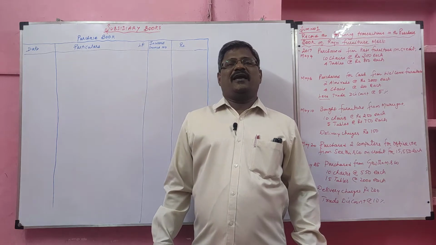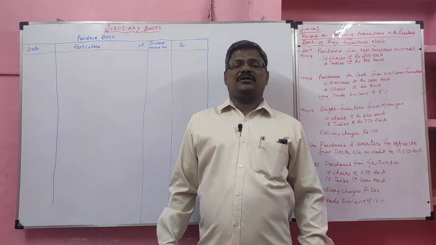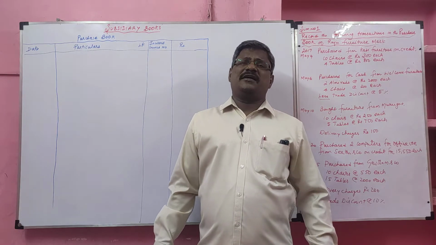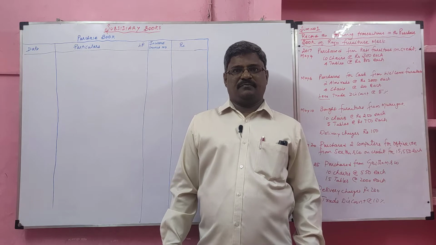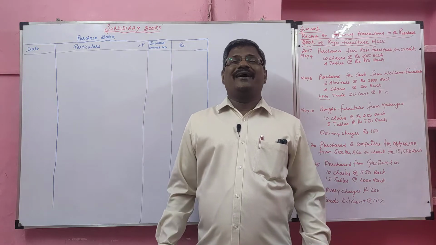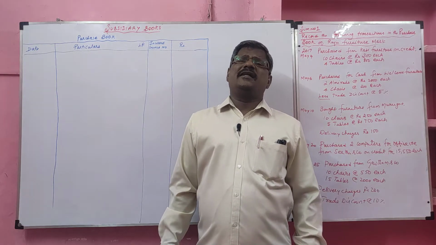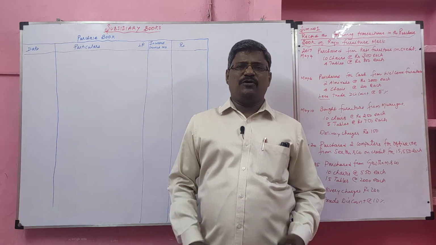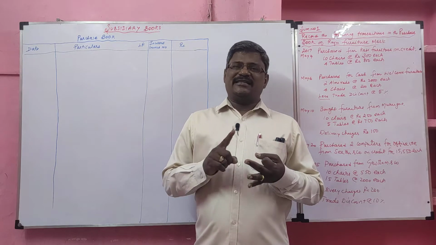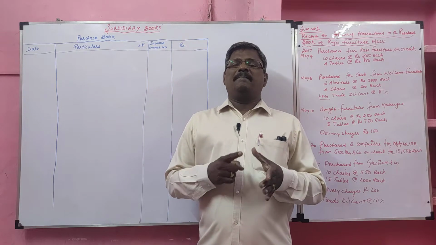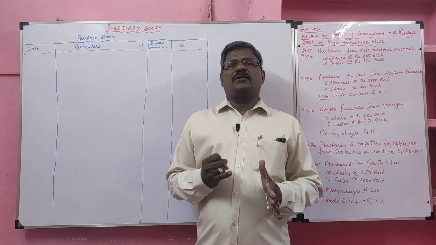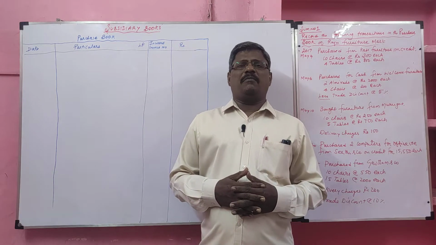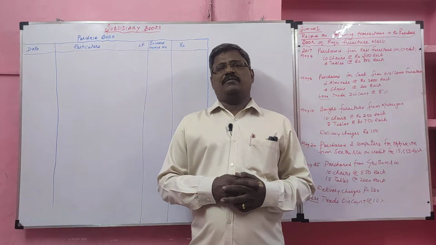Students, today we are going to learn about the problem relating to the subsidiary book. The theory of subsidiary book we already discussed. Now I am going to recall that. The subsidiary books, there are 8: purchase book, purchase return book, sales book, sales return book, bills receivable book, bills payable book, cash book and journal proper. Today we are going to learn about 2 subsidiary book problems.